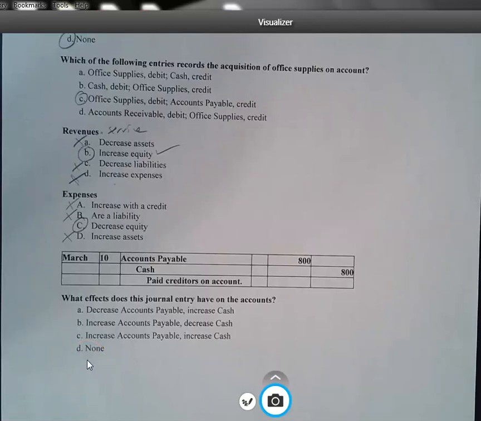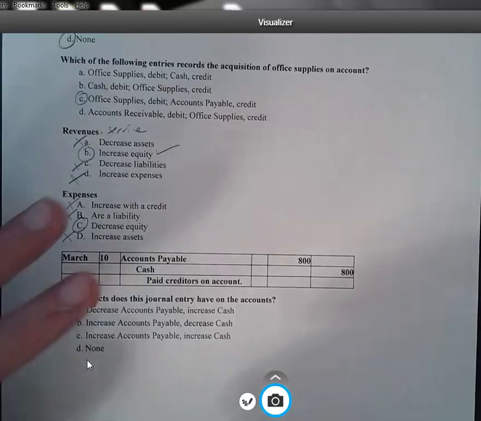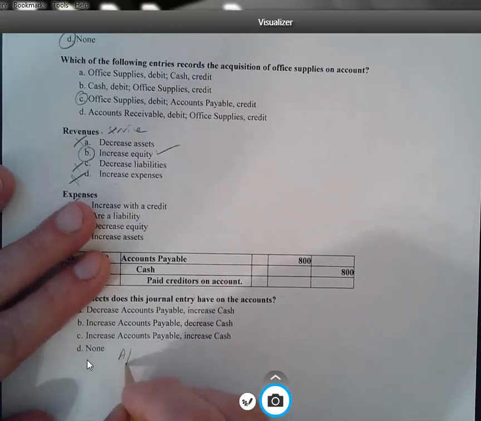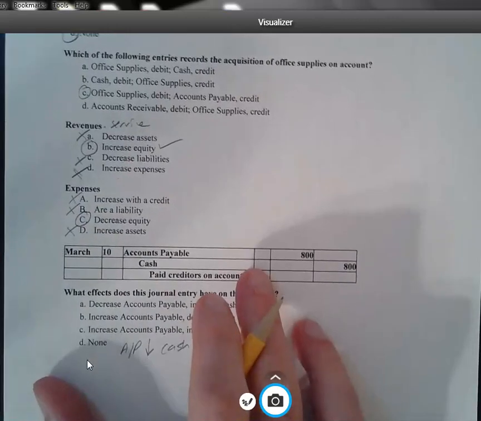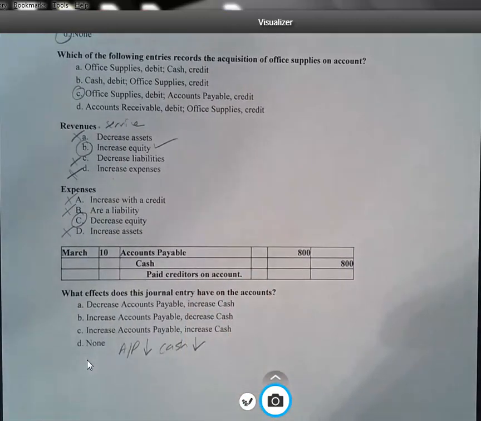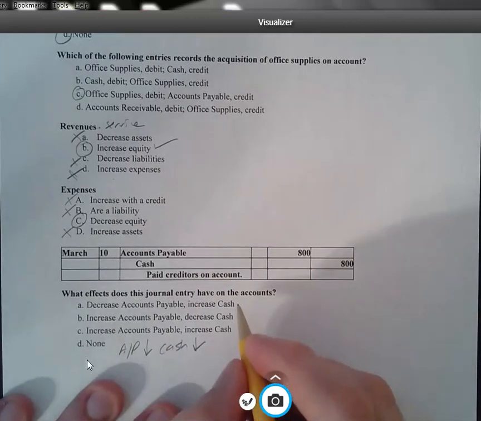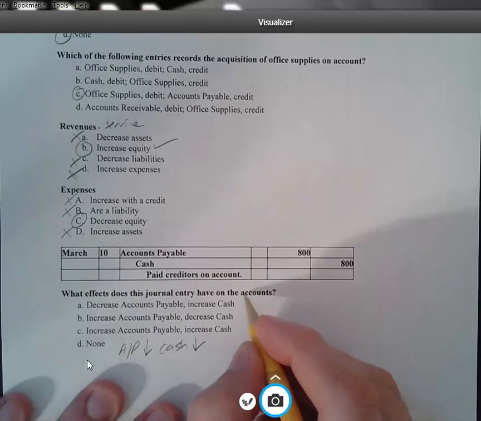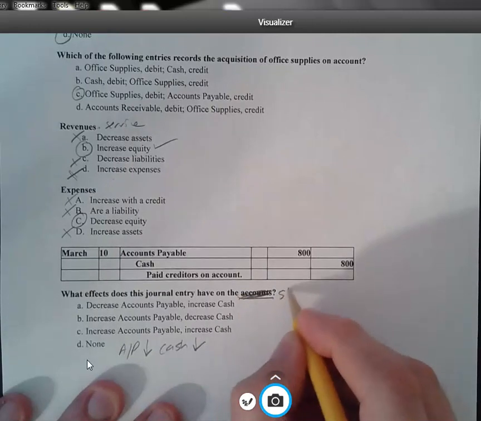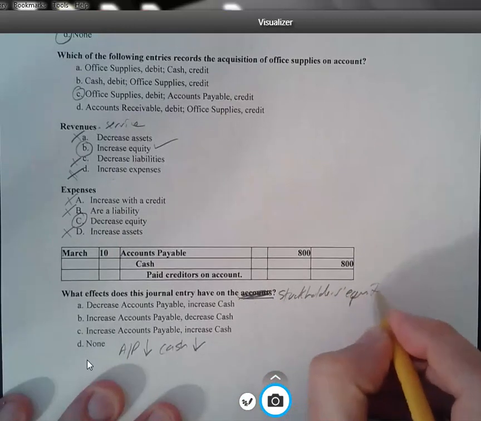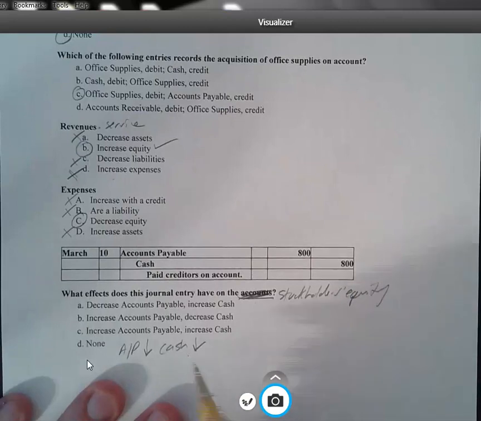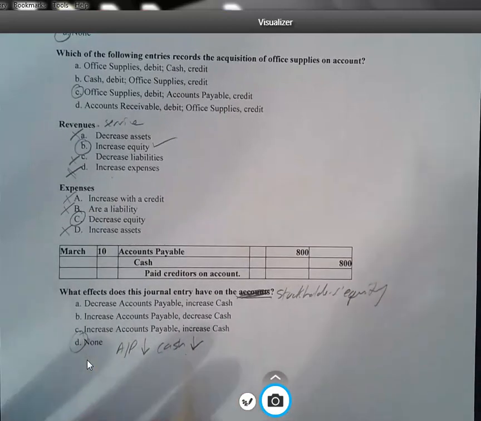I'm going to assume that what we're having here is accounts payable would go down and cash would go down. So I'm going to assume that what we have here, instead of saying on the accounts, let's say on stockholders' equity. And in that case, the answer would be D, none. But as this question stands, all of these choices are actually wrong.